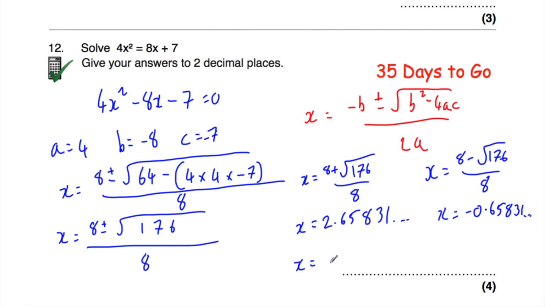That means that either x is equal to 2.66, or x equals minus 0.66. So those are our two solutions to two decimal places, and that's it. And if you got that, well done.